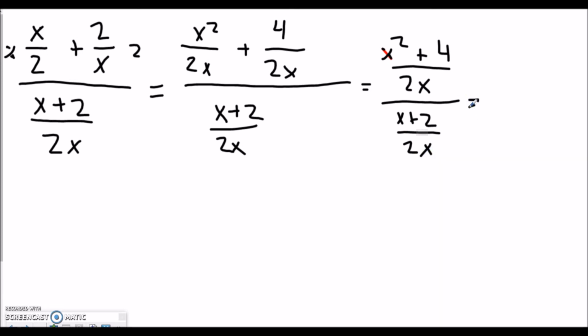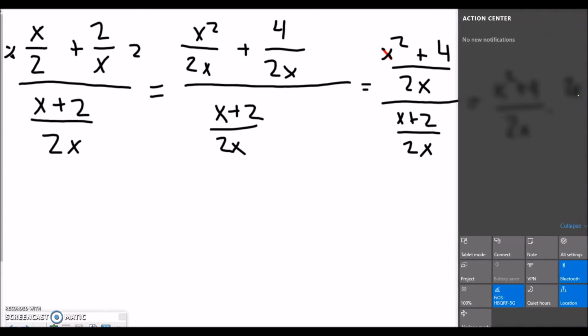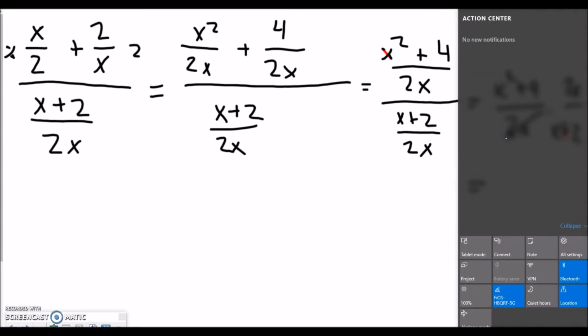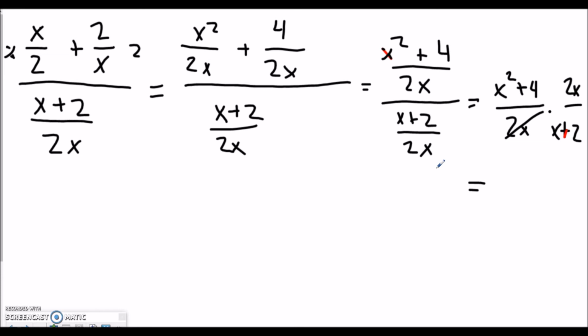Change that to a reciprocal and multiply. And we see, oops, I'm sorry about that. We see my 2x's reduce, and I'm just left with x squared plus 4 on top and x plus 2 on the bottom. And that does not reduce because x squared plus 4 does not factor.